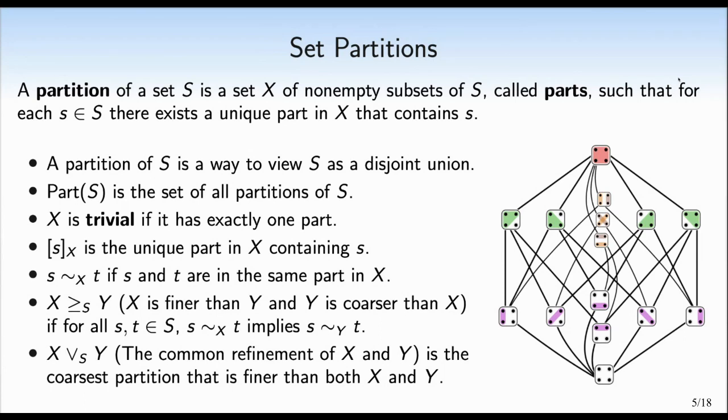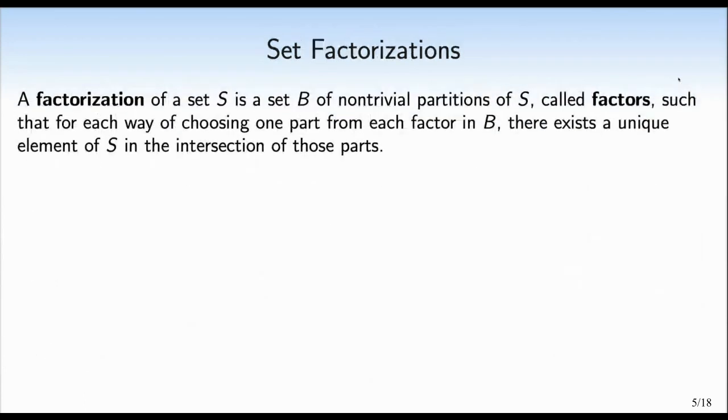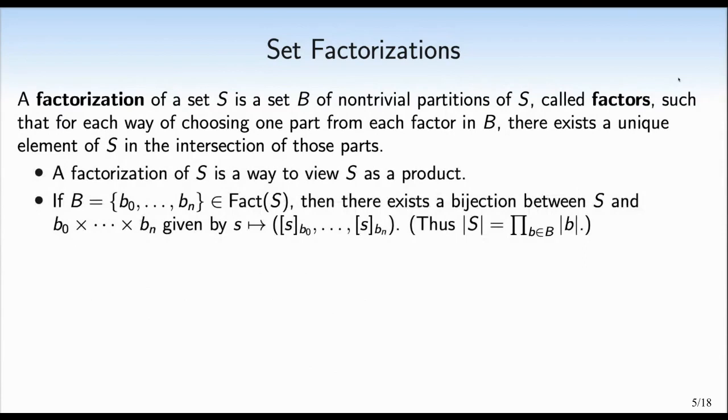And now I want to show something new. Set factorizations. A factorization of a set S is a set B of non-trivial partitions of S, which are called factors, such that for each way of choosing one part from each factor in B, there exists a unique element of S in the intersection of those parts. So this is maybe a little bit dense. My short tagline of this is a factorization of S is a way to view S as a product in the exact same way that a partition was a way to view S as a disjoint union.